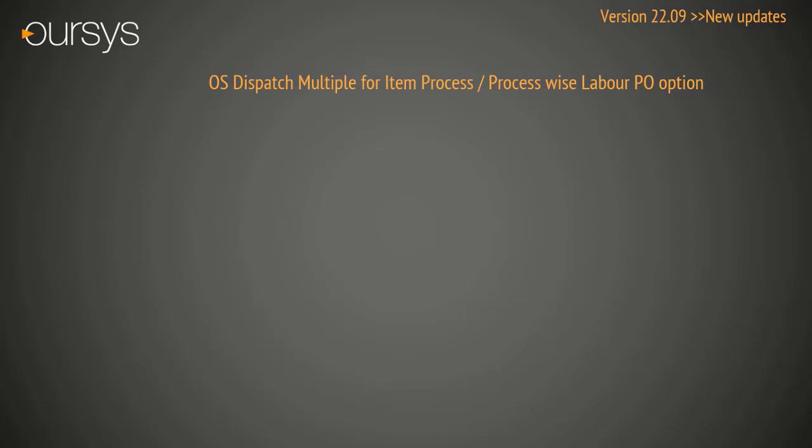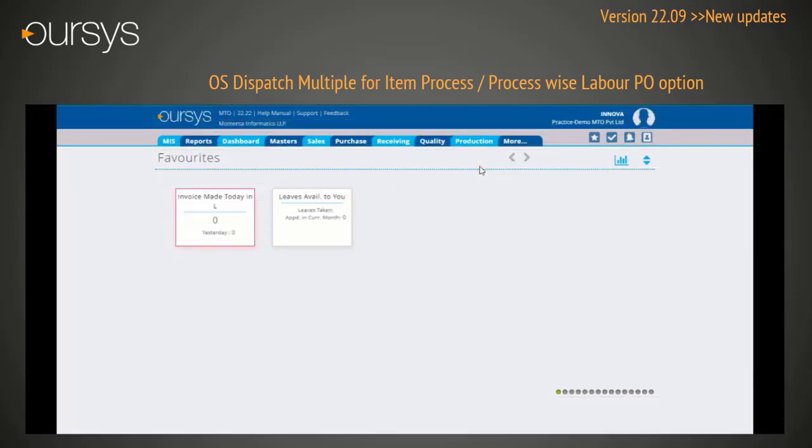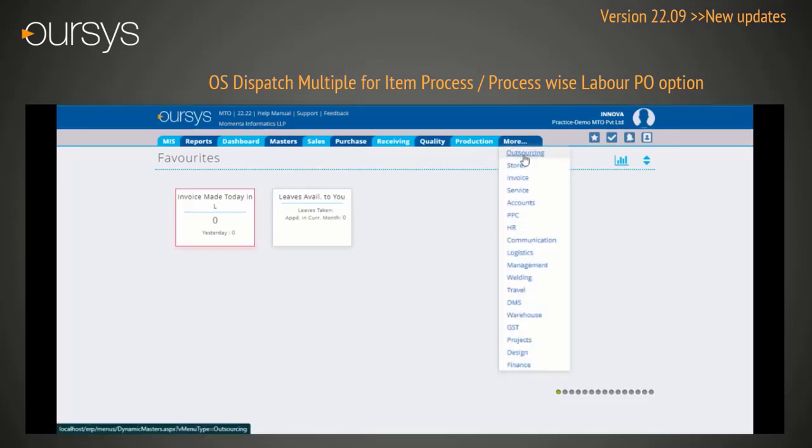Now we have given a separate interface in OS dispatch registration for selecting the type. This new interface helps us to see the multiple items with the valid PO with selection of ordered process types, and it helps the system catch the correct rate in a dispatch field. Now we will see how it works.